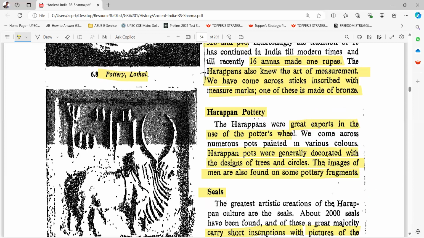Okay, Harappan pottery. The Harappans were great experts in the use of the potter's wheel. We come across numerous pots painted in various colors. Harappan pots were generally decorated with the designs of trees and circles. The images of men are also found on some pottery fragments.